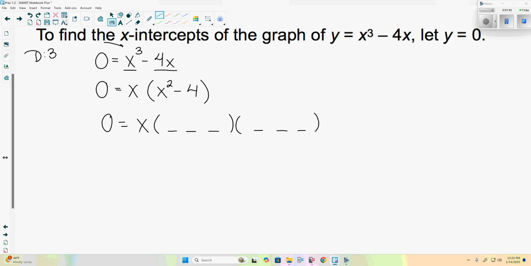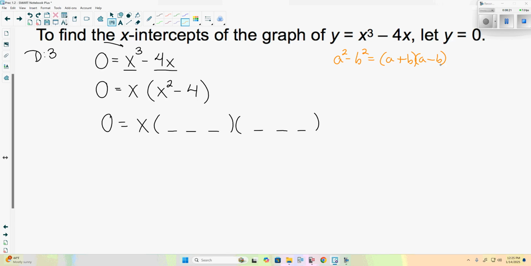And luckily for us, x squared minus 4 does factor. It is one that is kind of nice. It's our difference of perfect squares, because it's our a squared minus b squared. So I'm going to write this to the side. Our difference of perfect square formula: a squared minus b squared is equal to a plus b times a minus b.